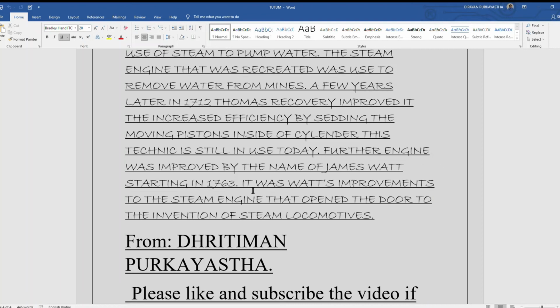The engine was further improved by James Watt, starting in 1763. It was Watt's improvements to the steam engine that opened the door to the invention of the modern steam engine.